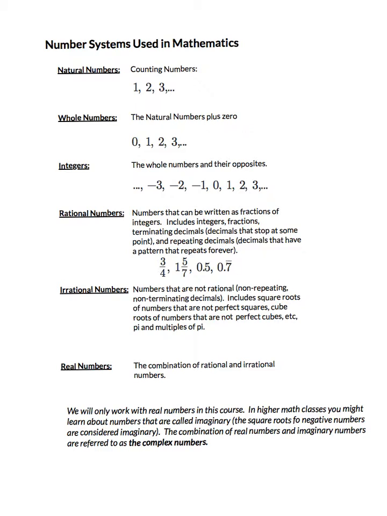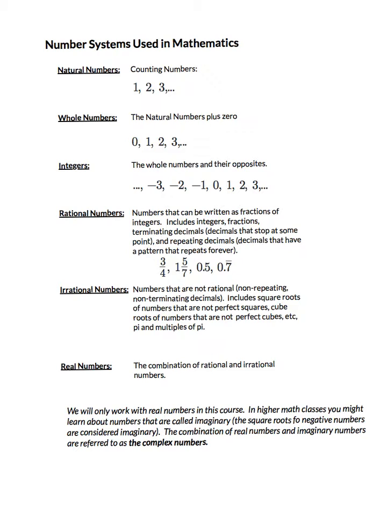Now, natural numbers, whole numbers, integers, these are all very easy to write out. When we get to rational numbers, we have to change our mentality, and we can't write them all out. We can't list them all out like we did with the previous examples. Rational numbers are numbers that can be written as fractions of integers.